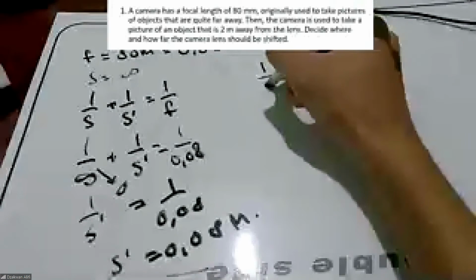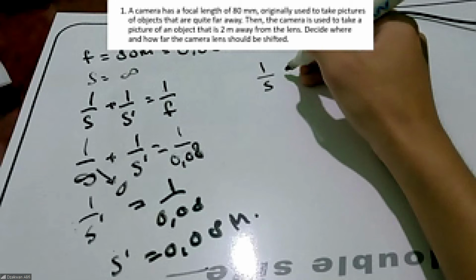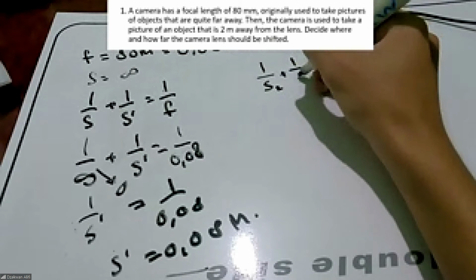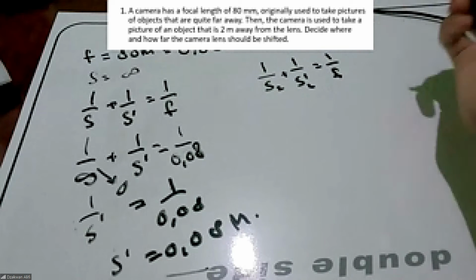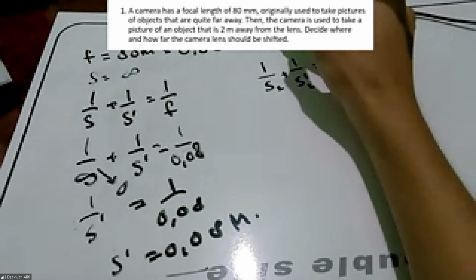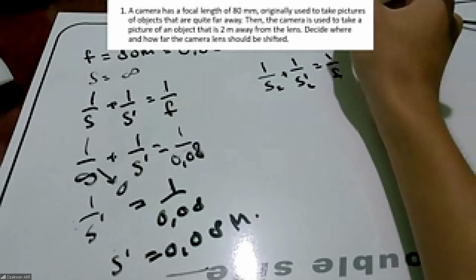This is the first expression that makes the s accent 0.08 meter. Then we know the second expression is the same expression but in a different condition. I will write the same, but we know before the final state of the object is 2 meters away from the lens, of course.